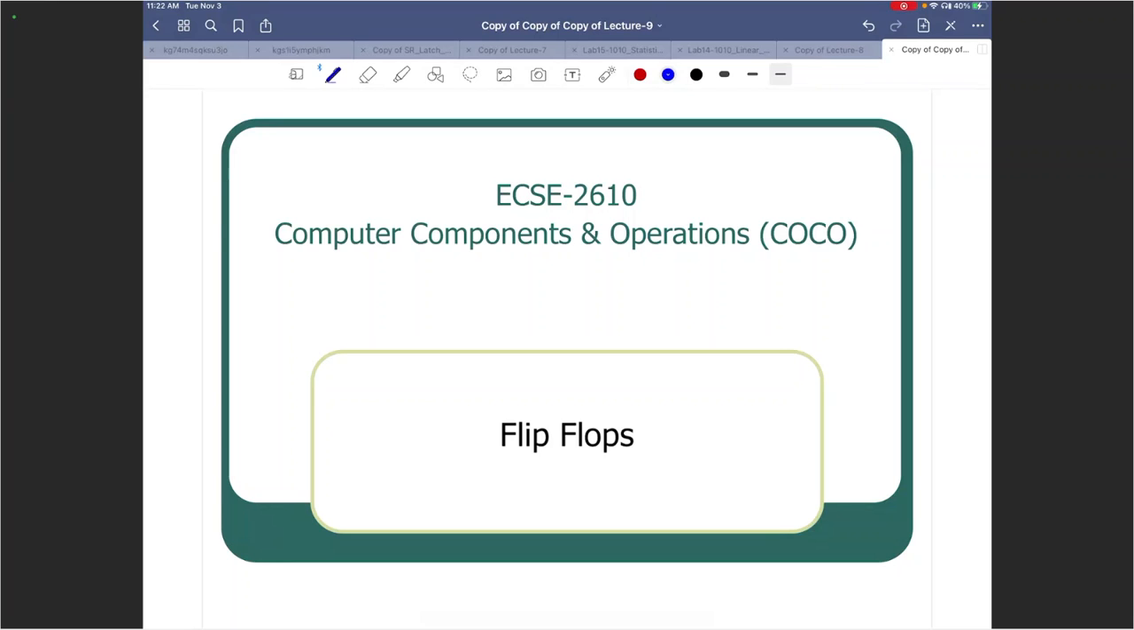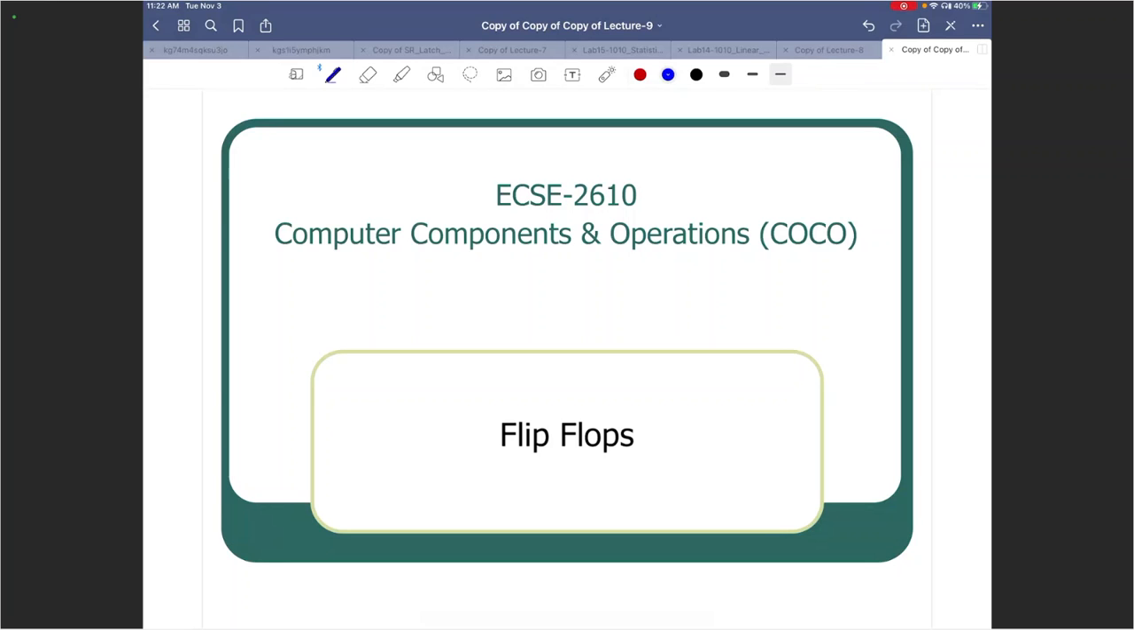A fun fact: there is also a flip flop lounge. Most of you might know this, that in our department on the sixth floor of JEC, we have a flip flop lounge. Unfortunately, we cannot use it this semester, but it is also referring to the same component, flip flops.